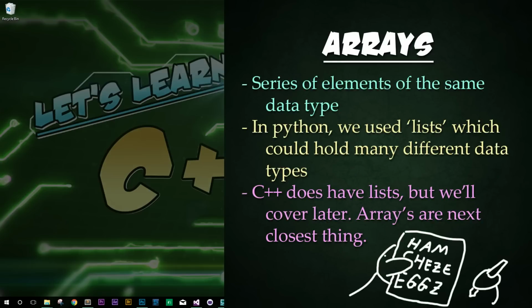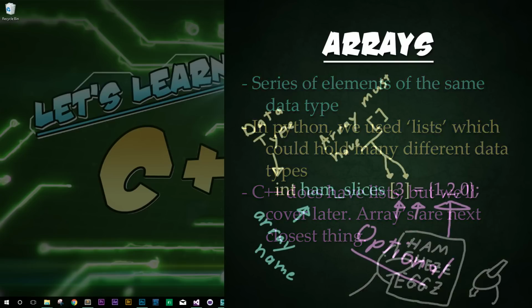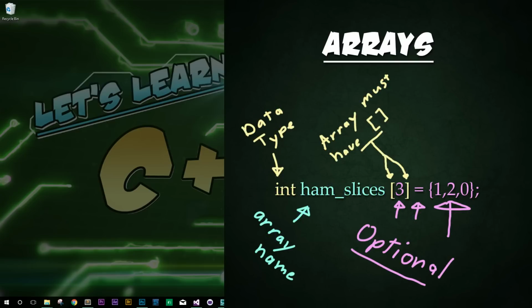An array is a series of elements of the same data type. In Python, we use lists, but lists were able to mix and match different data types. A single list in Python could contain strings, ints, and booleans. C++ also has lists, but we won't cover that for a while, and lists are not one of C++'s default types. So arrays are the next closest thing. Arrays hold a series of elements of the same type, and we must declare how big the array is when we create it. So how do we create an array?